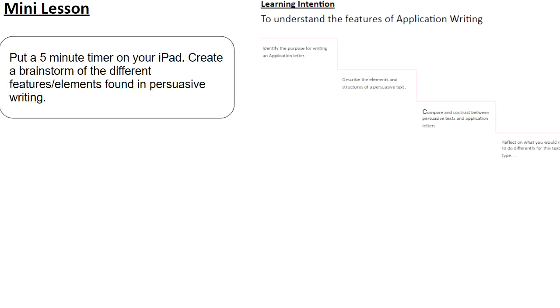So hopefully all of you have already completed the 5-minute pre-task where you brainstormed the different features or elements found in persuasive writing. It's really important that you do this as it's going to trigger your memory and take you back to term 1 when we learned about persuasive writing. So we know that application writing is an example of a persuasive text. We're going to focus this session on seeing which strategies transfer from persuasive writing into application writing.